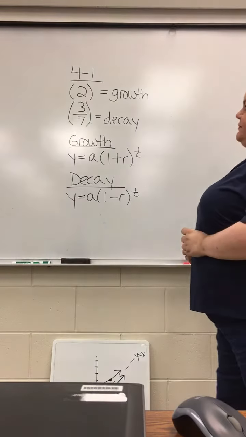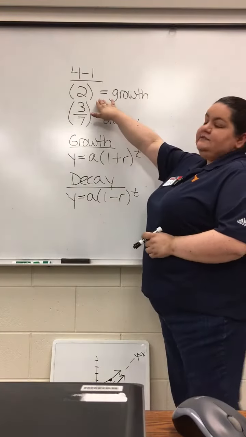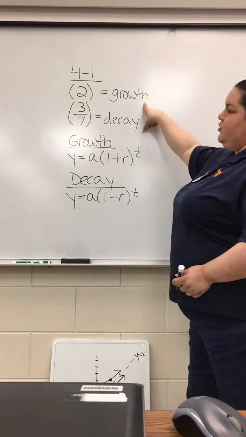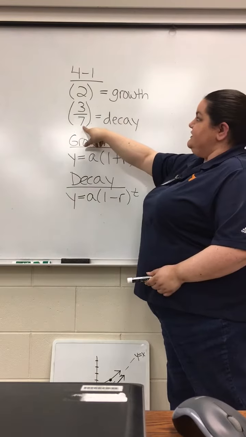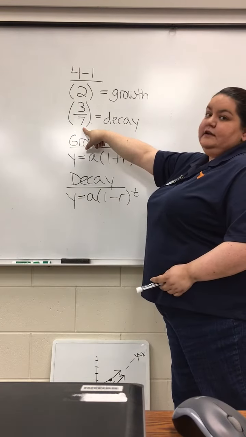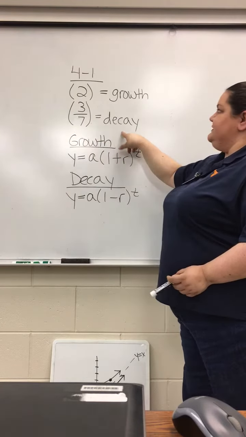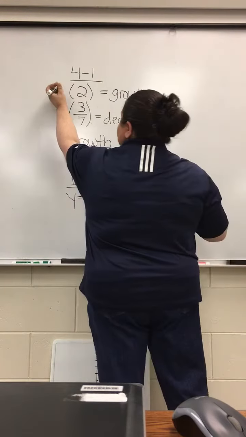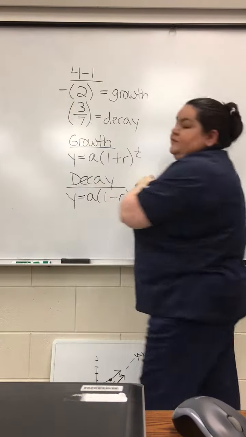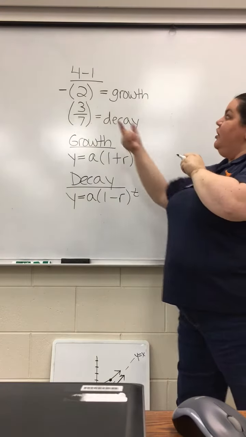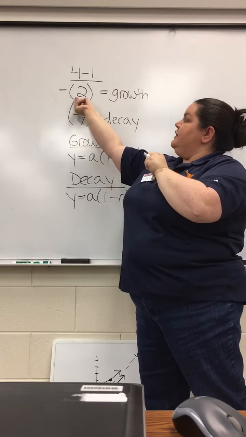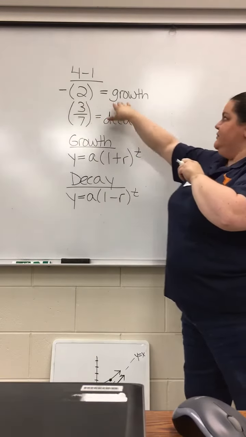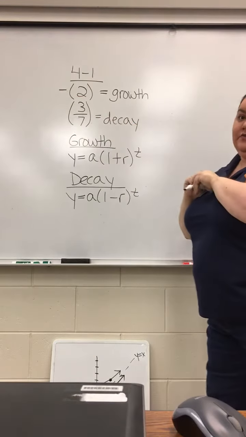So if you guys remember, look for this number that's in parentheses. If it's greater than 1, you have growth. If this number is less than 1 and it's in the parentheses, it is exponential decay. I don't care if there is a negative in front of this parentheses. All you're focusing on is what is in here. So even if you have that negative, it's still going to be growth because this number is greater than 1.